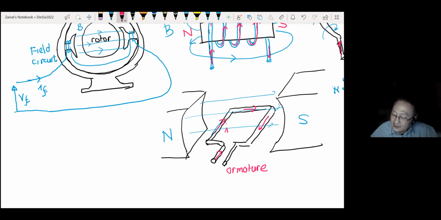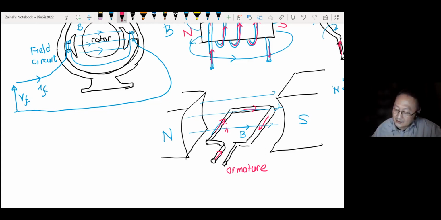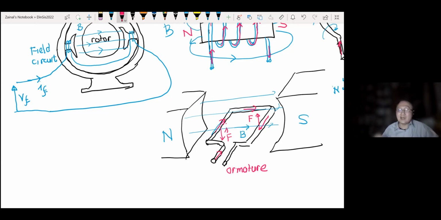So look at this one. The B, the magnetic flux, is in this direction. So I is there, B is there. So if you rotate from I to B, then you have force, right? So this one, you have force in this direction, and this one, you have force in that direction. And it will rotate the armature.